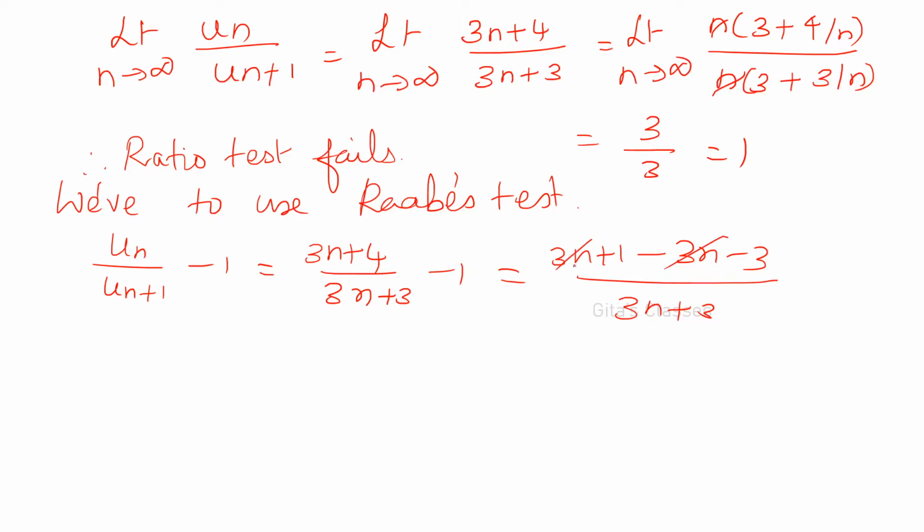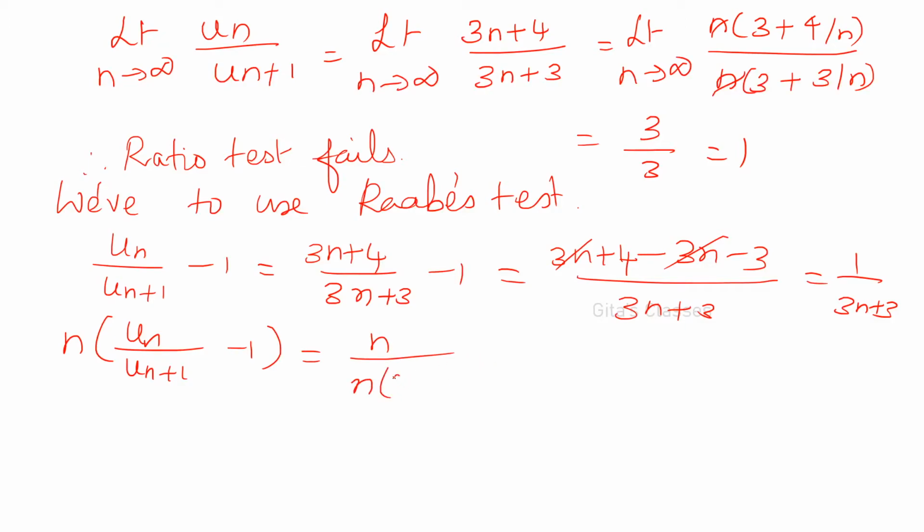So 3n will get cancelled. 4 minus 3 is 1. So it is 1 by 3n plus 3. Right? So multiply by n: subtract 1 from u_n by u_n plus 1, then multiply by n. So u_n by u_n plus 1 minus 1, into n, divided by... Now you can take n outside from the denominator, 3 plus 3 by n. Right? So n will get cancelled.